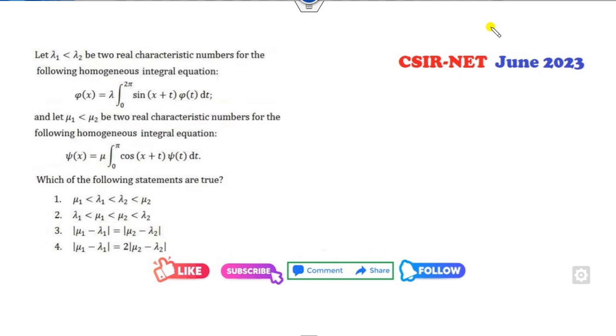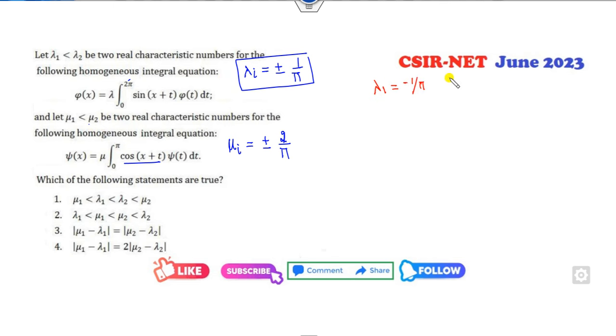Okay. Look at this one. Can you find the eigenvalues? It is plus minus half of this, 1 over pi. It's a cos. Can you find the eigenvalues mu i's? Eigenvalues are plus minus half of this, so it is 2 over pi. Now, lambda 1 is less than lambda 2. So lambda 1 will be minus 1 over pi. Lambda 2 will be 1 over pi. Mu 1 will be minus 2 over pi, because again it satisfies this property, mu 2 will be plus 2 over pi.